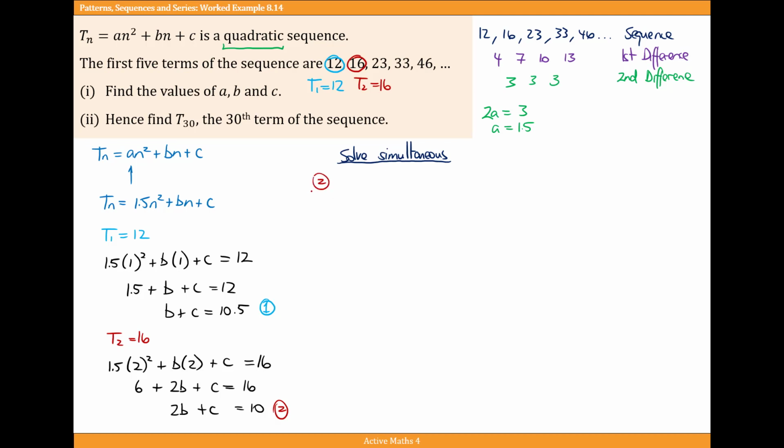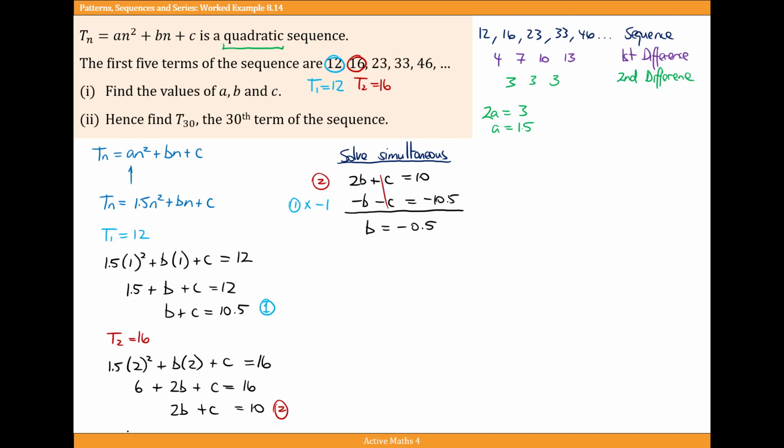So I'm going to put equation 2 on top just because it has a larger b value. So I have 2b plus c equals 10. And then I'm going to multiply equation 1 by minus 1 so that I can eliminate the c's. And so multiplying all of equation 1 by minus 1, I get minus b minus c equals minus 10.5. I'm going to draw a line underneath. I can eliminate the c's. C minus c is 0. 2b minus b is 1b, and that's equal to 10 minus 10.5, which is minus 0.5.